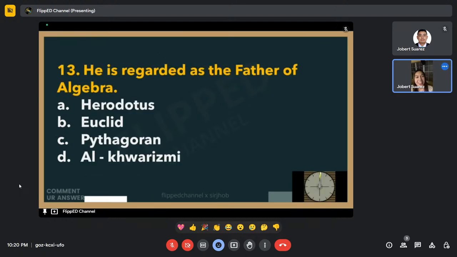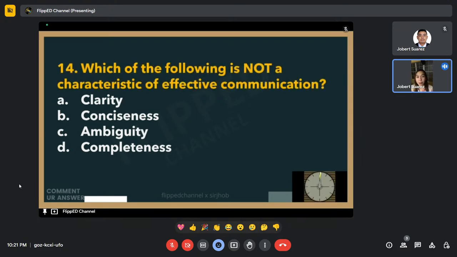Number 13, let's proceed. He is regarded as the father of algebra. Who is the father of algebra? Okay, the correct answer is 13D. It's Al Khwarizmi. Number 14. Question. For post-human communication, which of the following is not a characteristic of effective communication? Timer starts now.